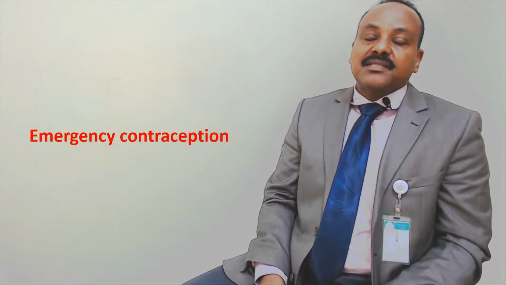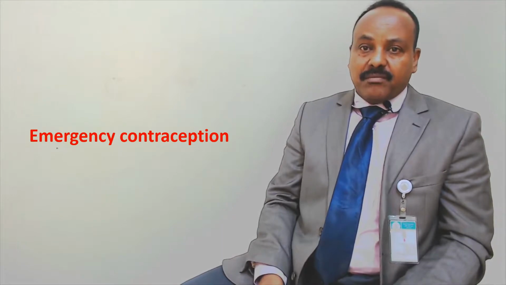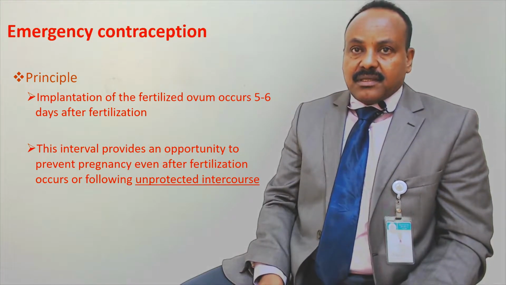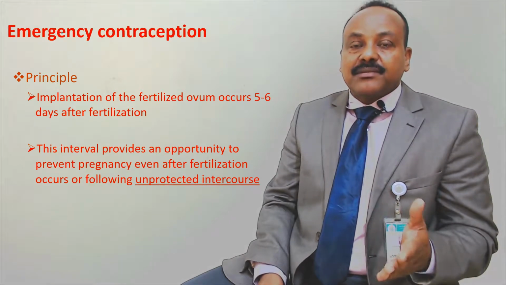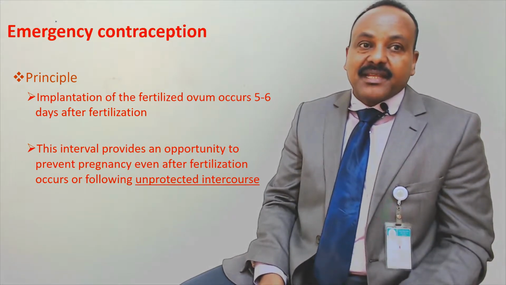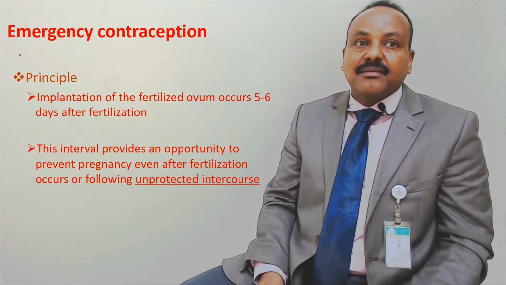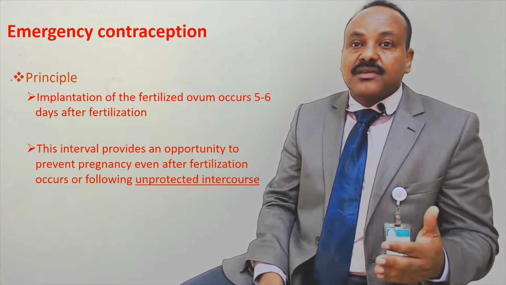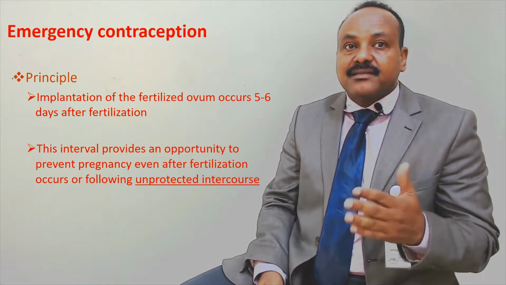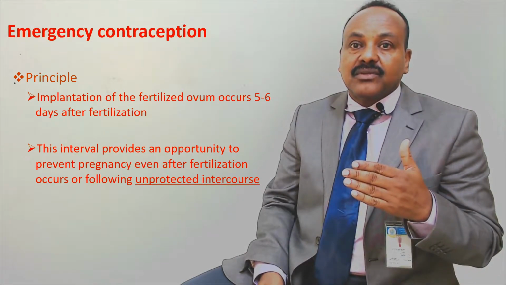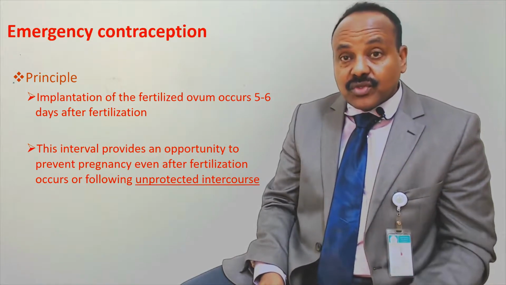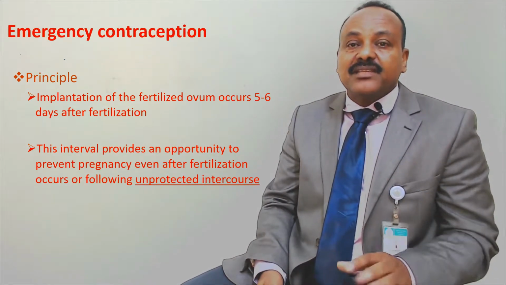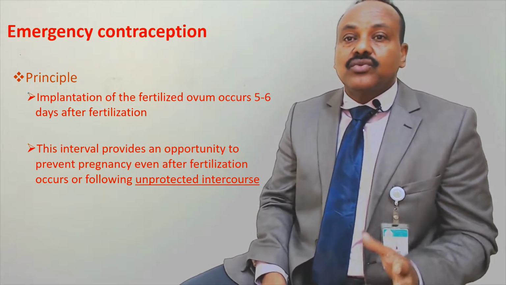Now in the coming slide, I am going to talk about emergency contraception. Emergency contraception means preventing pregnancy after unprotected sexual intercourse. If a woman has had unprotected sexual intercourse and needs to prevent pregnancy. The principle of emergency contraception depends on 2 things.